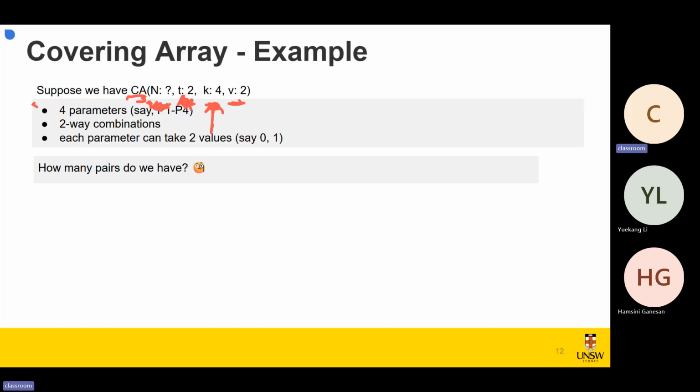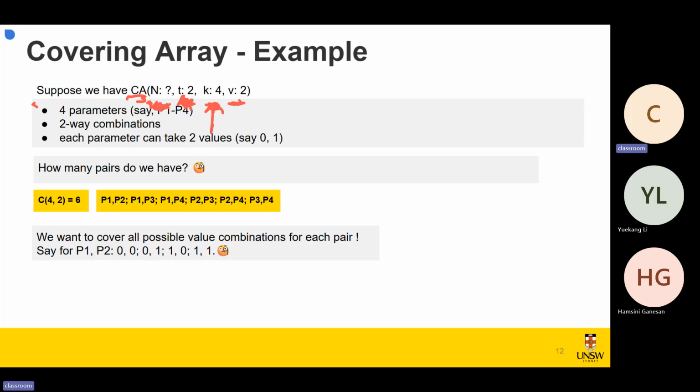6. I hear 6, and that is correct. So we have 6. So C42 is actually 6. So basically we have P1, P2, P1, P3, P1, P4, P2, P3, P2, P4, and P3, P4. So we want to cover all the possible value combinations for each pair here.